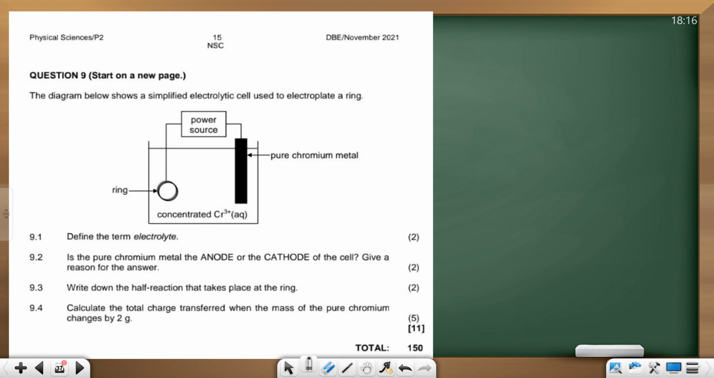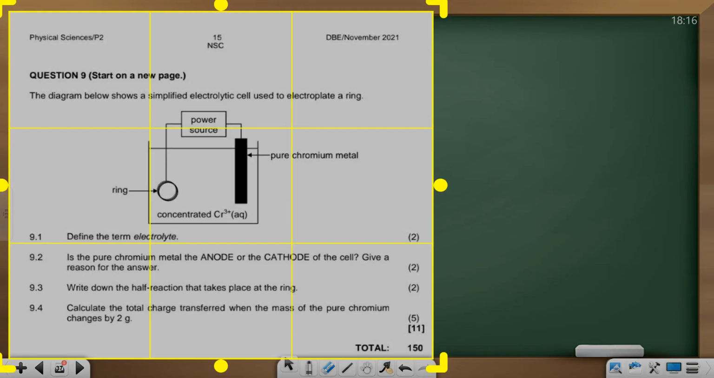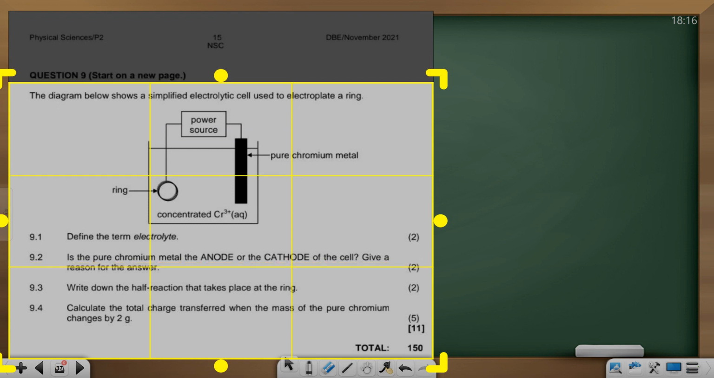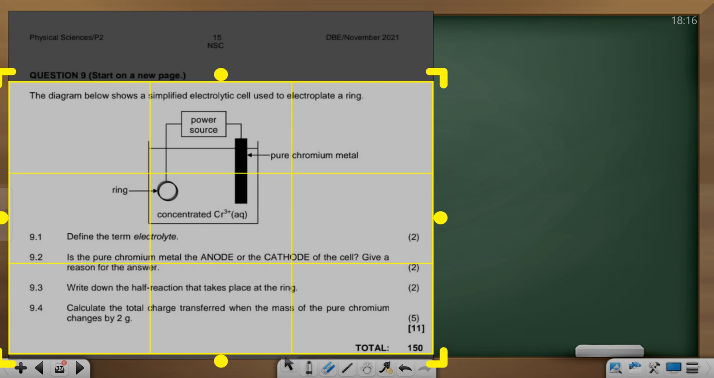Okay. Guys, it is an electrolytic cell. Please take note. Anything that you want to electroplate, put it at the cathode. I normally say we see at C. Anything you want to electroplate. If I want to electroplate your head, I must put it at the cathode.